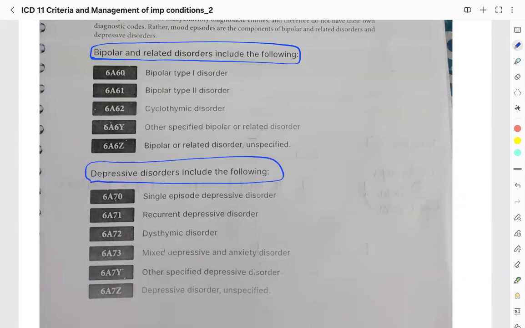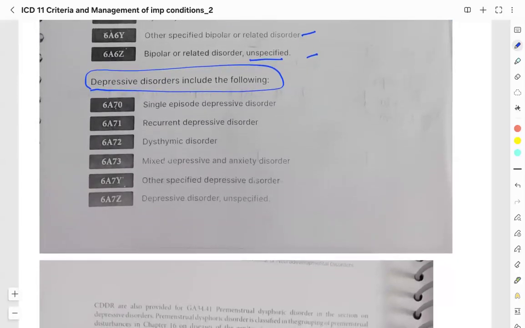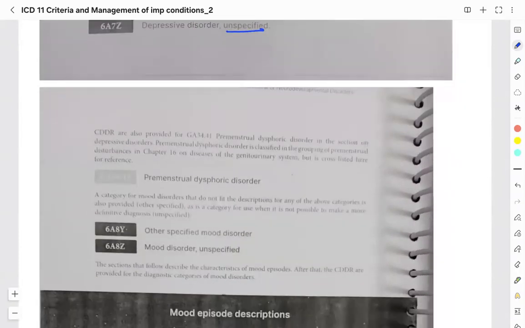and depressive disorders. So for bipolar disorders, they have given bipolar type 1, type 2 disorders, cyclothymic disorders, other specified bipolar related disorder, and bipolar or related disorder unspecified. Similarly, for depressive disorders, they have included single episode depressive disorder, recurrent depressive disorder, dysthymic disorder, mixed depressive and anxiety disorder, other specified, and finally unspecified depressive disorder. So we are going to look into all of this, and this is not the simplest thing.